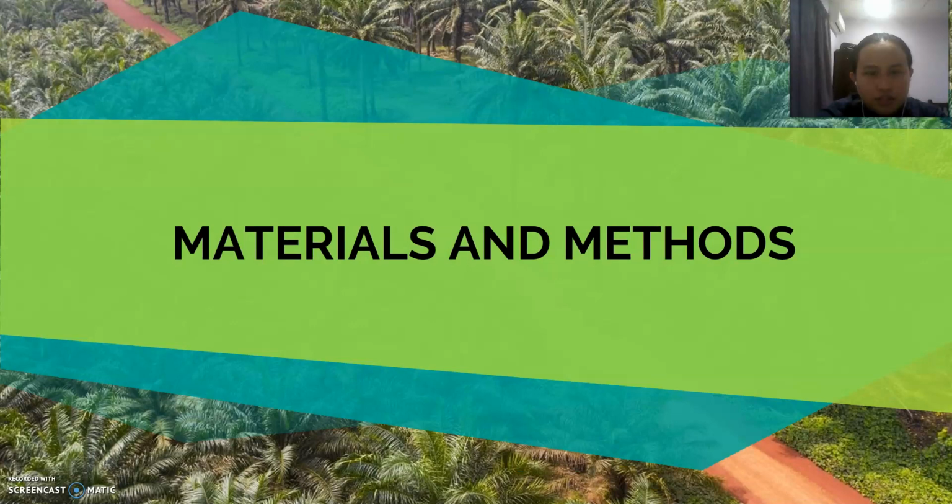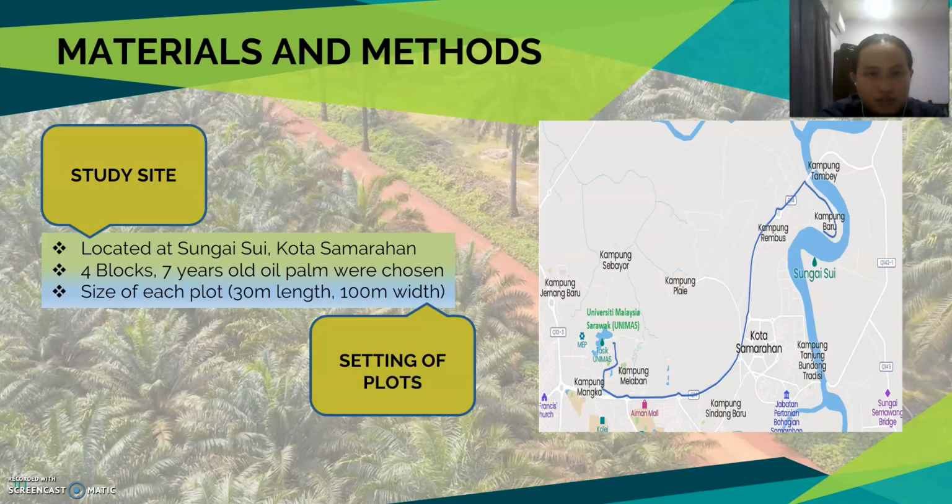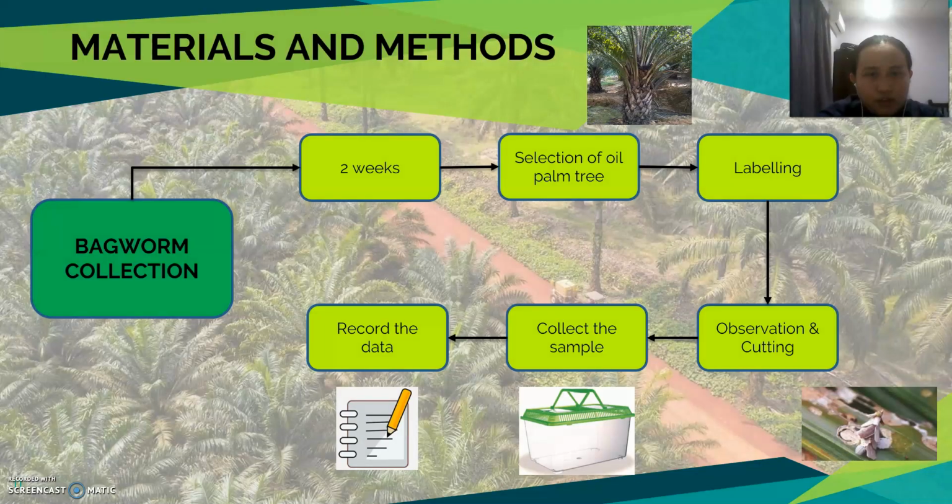Moving on to materials and method. For this study site, the research will be conducted at Sungai Su in Kota Samarahan. For the setting of plots, 4 blocks planted with 7 years old oil palm were chosen. Size of each plot of experiment was 30 meters in length and 100 meters in width. For the bagworm collection, it will be done every 2 weeks.